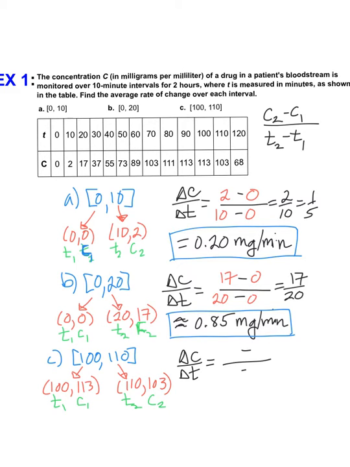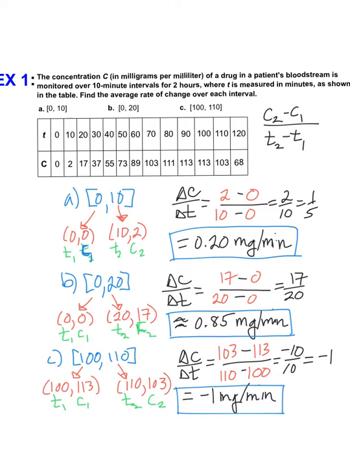So change in C over change in T is equal to, and so our C sub 2 is 103, C sub 1 is 113, so this one's going to give us a negative value. T sub 2 is 110, and T sub 1 is 100. And so I end up with negative 10 over 10, which is negative 1. So that means that we have negative 1 milligrams per minute. And as I stated, because it's negative, that means that the concentration is decreasing in this person's bloodstream.